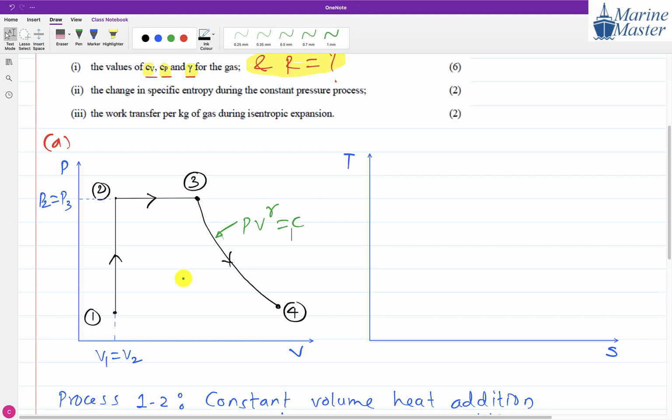Regarding the position of point number 1 and point number 4, will point 4 be a little lower than point 1? Here we can't guess anything about point 4 because we don't have the pressure of point 4 and the pressure of point 1. So don't worry about that. It can be anywhere. Just show the expansion here.